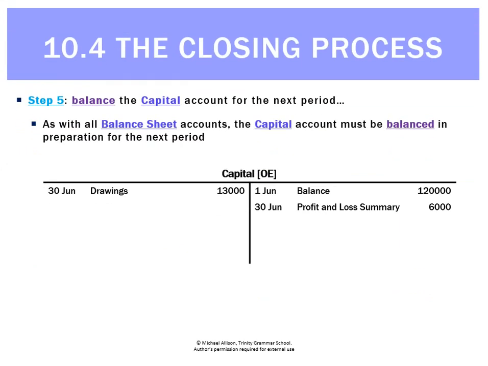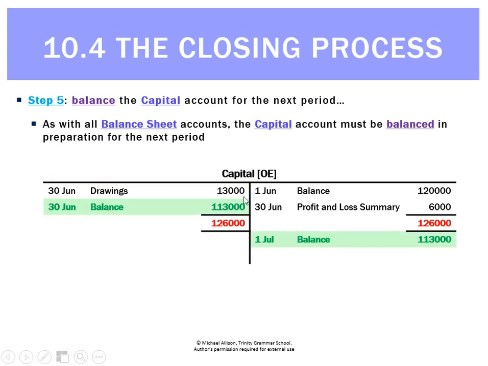Looking at step 5, the very last step, is we're going to balance the capital ledger for next period. So you can see here we've got an opening balance of 12,000. We seem to have made a profit. We've got an entry from the profit and loss summary account on the credit side, so that would suggest we've made a profit, not a loss, of 6,000. And we've got drawings on the debit side over here of 13,000. So we've closed the drawings to the capital ledger. Balancing that forward, we get a capital balance of $113,000.